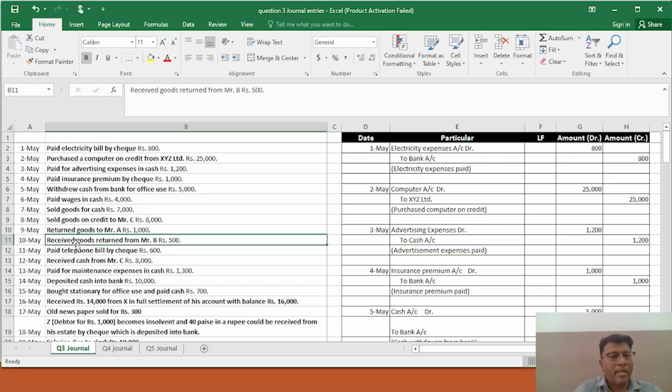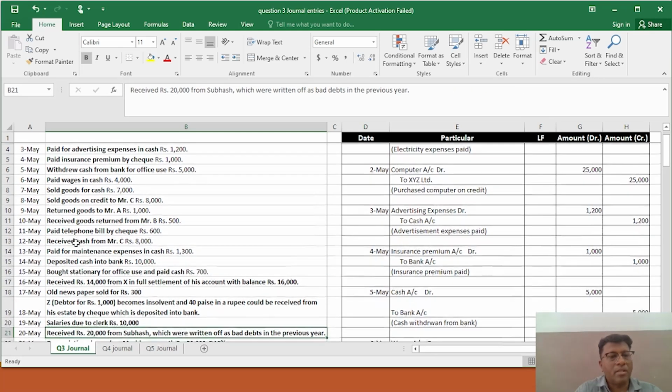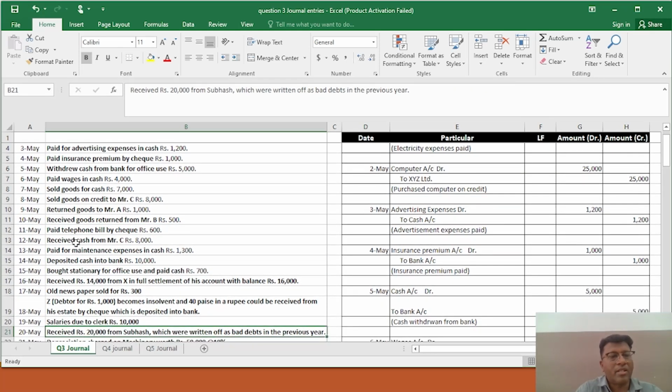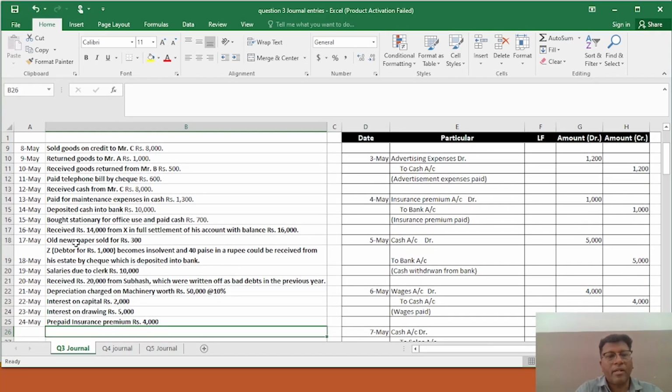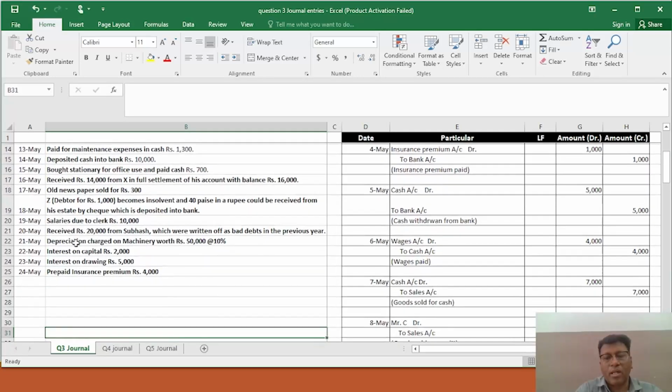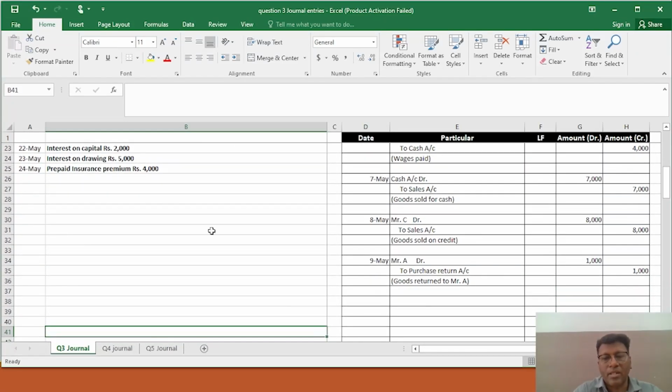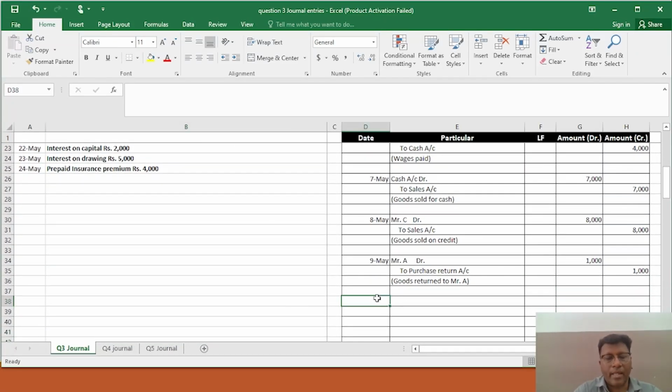And on 10th May, received goods returned from Mr. B. It is the opposite of the previous transaction. You are receiving the goods, which means goods that were sold earlier by you to Mr. B, and Mr. B is returning the goods to you. So you are receiving the goods and Mr. B is the giver, right? On May 10, it is the case of sales return, so the sales return account would be debited and to Mr.